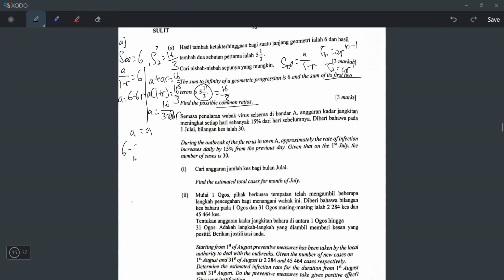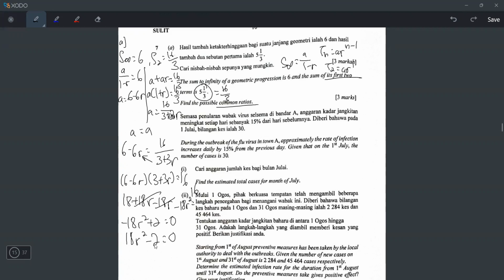Okay, so it'll be 6 minus 6r equals 16 over 3 plus 3r. And then move across to multiply, so it becomes 6 minus 6r multiplied by 3 plus 3r equals 16. Multiply out, 6 times 3 is 18r, negative 6r times 3, negative 18r, negative 6r times 3r, negative 18r squared equals 16. 18r minus 18r is 0. So left with negative 18r squared. 18 minus 16 is positive 2 equals 0. I can change the signs. And then I can also simplify, divide by 2 here.